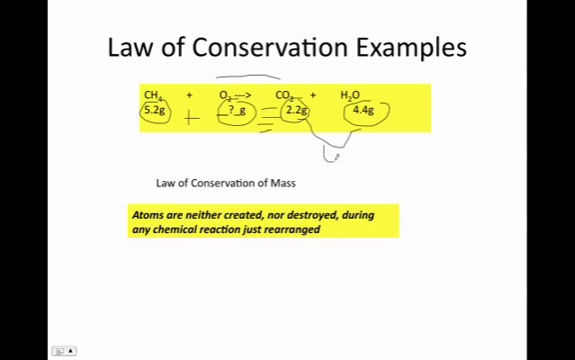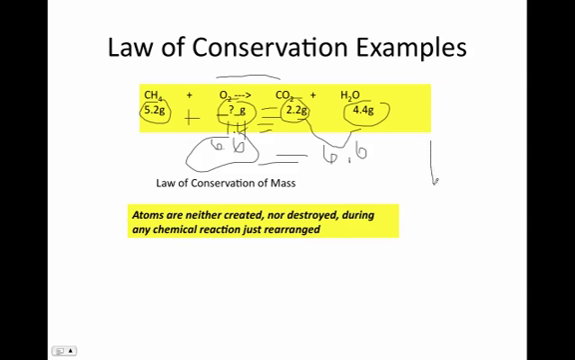So this total here is 6.6 grams. So this side has to equal 6.6. So what must this be for this whole thing to equal 6.6? 1.4 plus 5.2 equals 6.6. So law of conservation of mass, when we react things to rearrange their atoms chemically, the mass of the atoms on the reactant side will always equal the mass of the product.